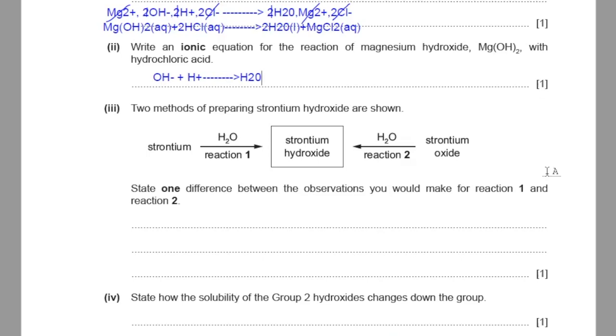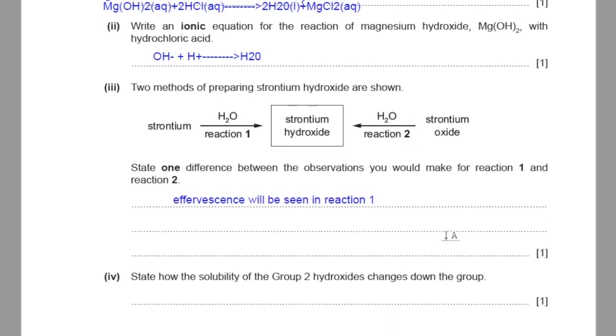Okay, so whenever group 2 elements are reacting with water, just group 2 elements, they produce metal hydroxide as well as hydrogen gas. But when group 2 oxides react with water, they only give out one product, and that is metal hydroxide. So I would say that an effervescence will be seen in reaction 1. Or to say, when strontium reacts with water.